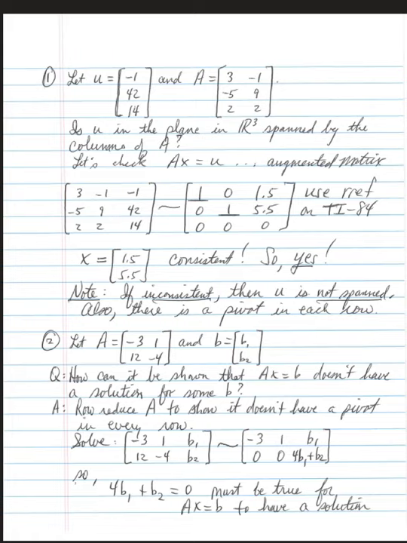Well, if this is going to be consistent, this also has to be 0. So 4b1 plus b2 has to be equal to 0 in order for AX equals B to have a solution. If this is not, then from a few videos back, if you have a row of all zeros except for the last entry, then it's inconsistent.